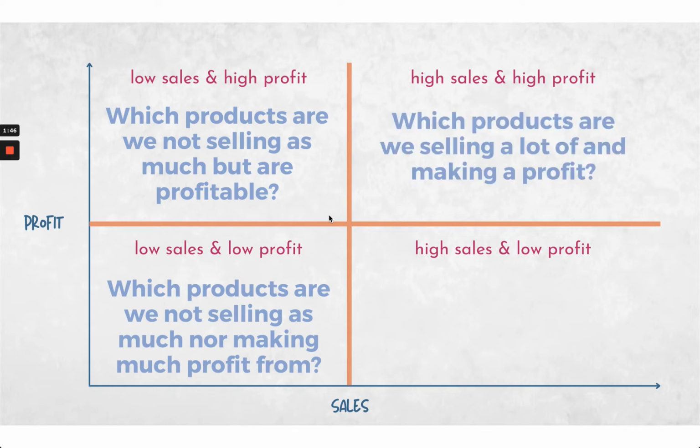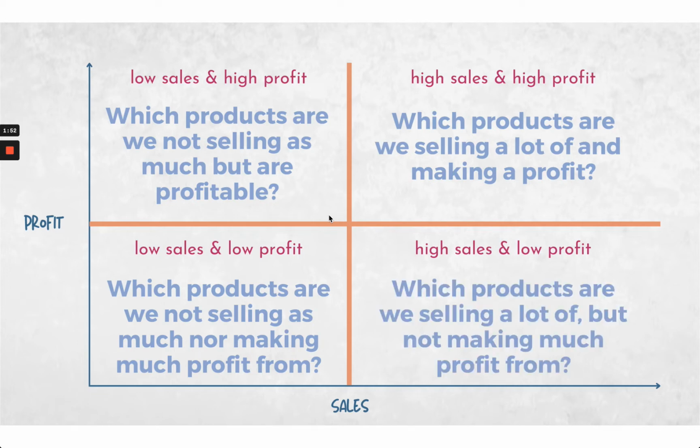In the top right-hand corner, which products are we selling a lot of and making a profit? And finally, which products are we selling a lot of, but we're not making much profit from, or we're seeing a loss from? Maybe we want to discontinue it. So this can really help your audience understand the scatter plot better, especially if they're not familiar with seeing this kind of chart. This will help them. If we add reference lines, it can really make their lives easier in terms of interpreting this chart.